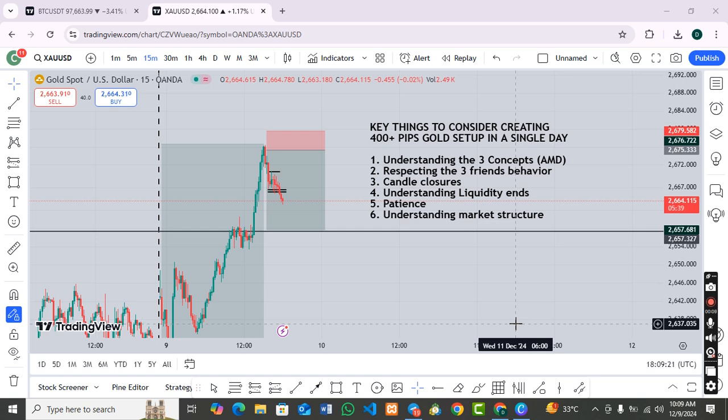Today, I want us to talk about these key things that I've just listed on my screen here. To be able to create a single day setup on gold that can yield you 400 plus pips, you need to understand certain things. You need to understand these key aspects that I've just written on the screen right here.